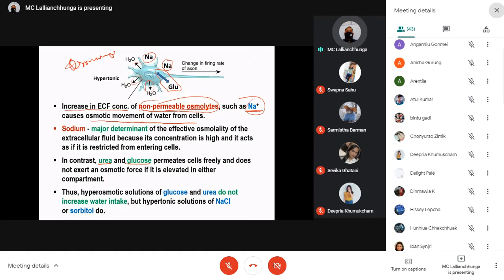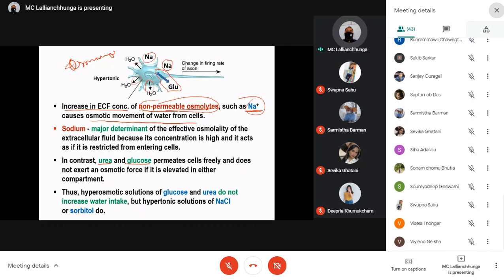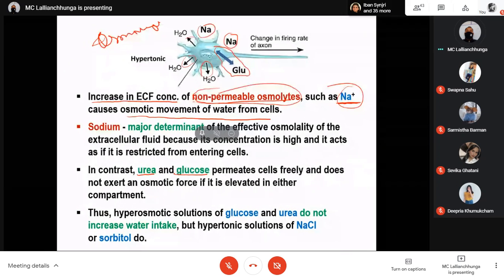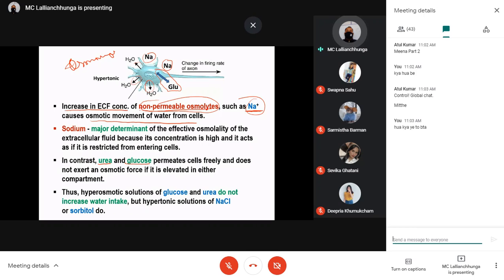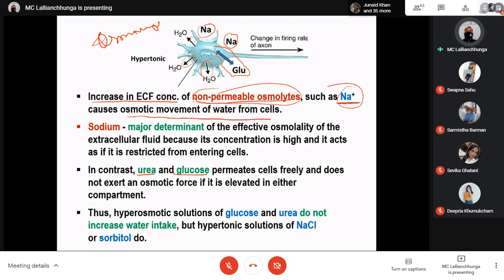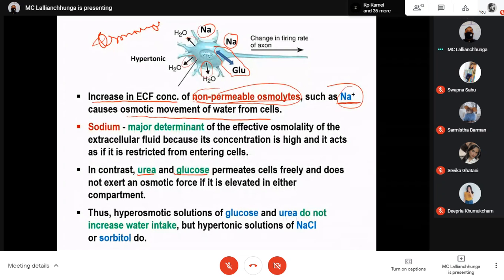So depending upon what kind of solute you are ingesting, it may or may not induce thirst. But we know very well that sodium is an osmotically active substance which induces thirst if it is accumulating, or if its concentration has increased in the extracellular fluid. Is this point clear or not? Okay, yes sir. Next.